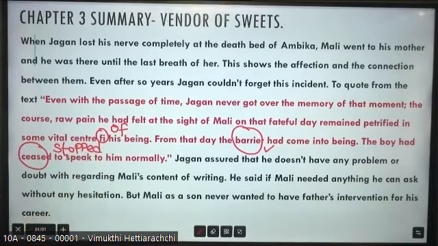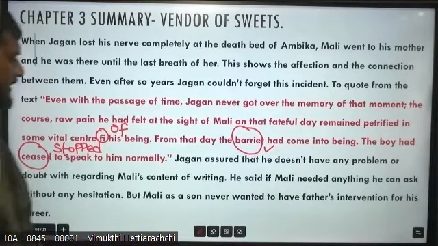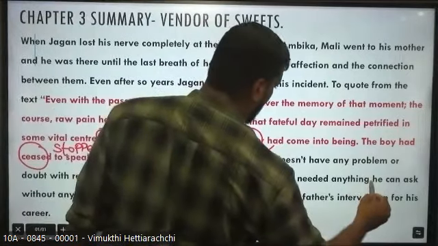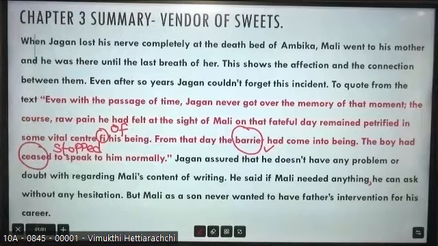The boy stopped speaking to his father normally. Jagan assured that he does not have any problem or doubt regarding Mali's content of writing. He said, if Mali needed anything, he can ask without any hesitation.